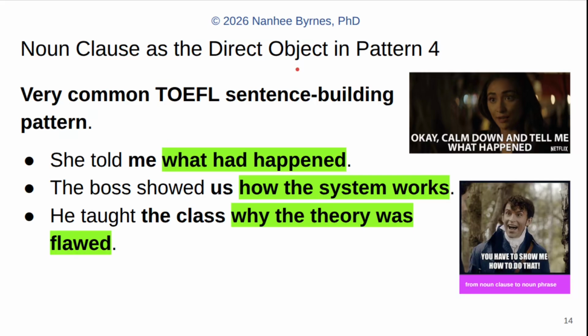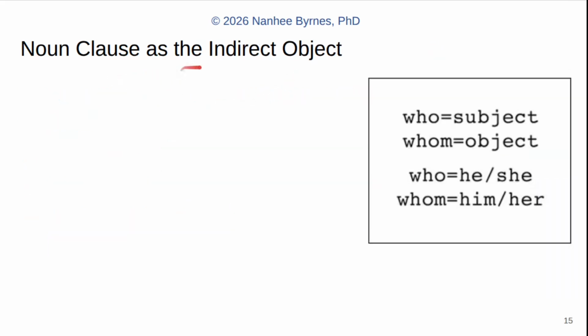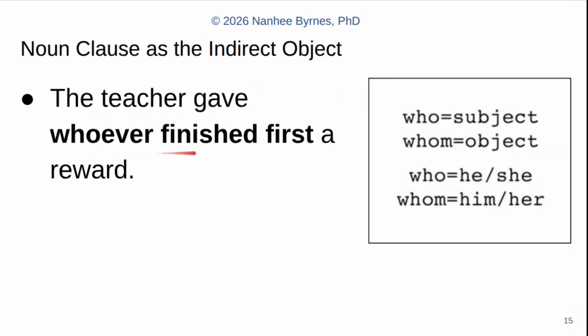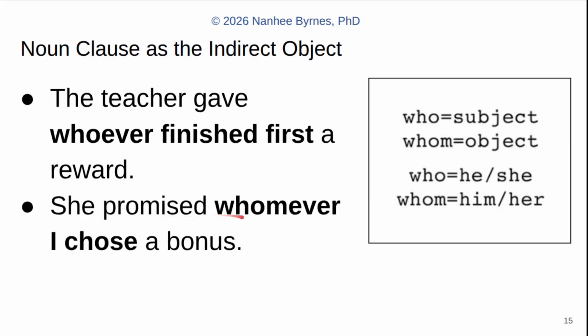In rare and formal cases, a noun clause can function as the indirect object. For example, the teacher gave whoever finished first a reward, or she promised whomever she chose a bonus.